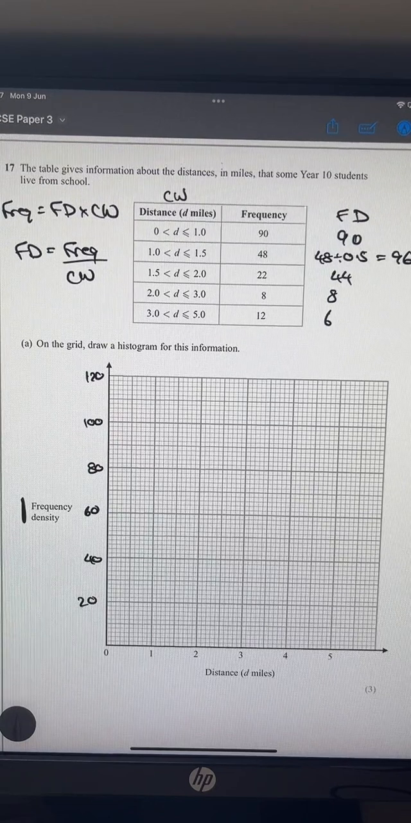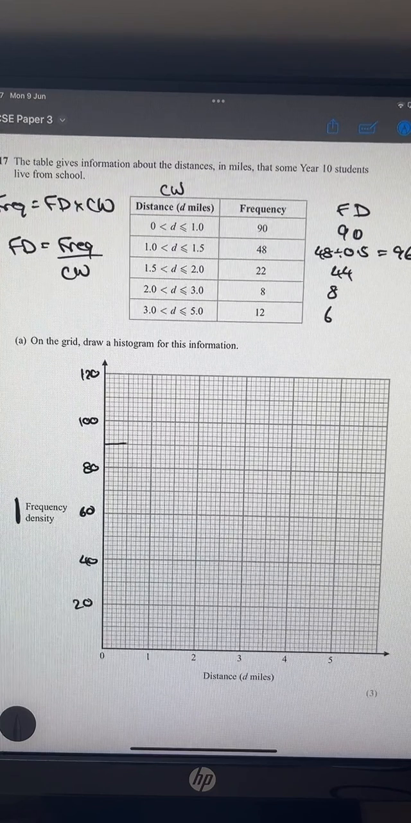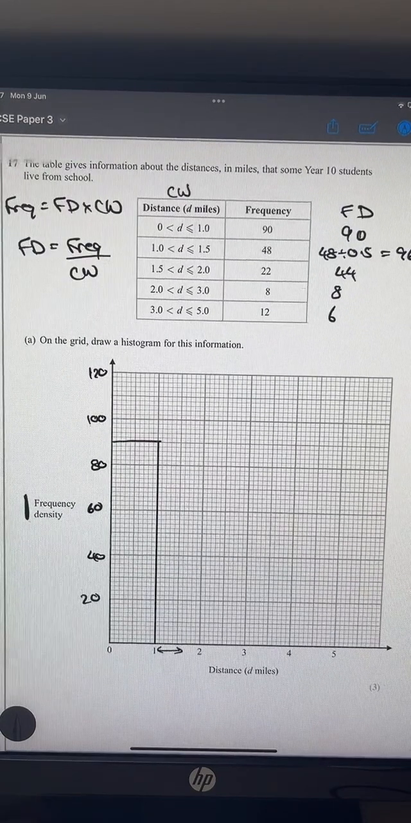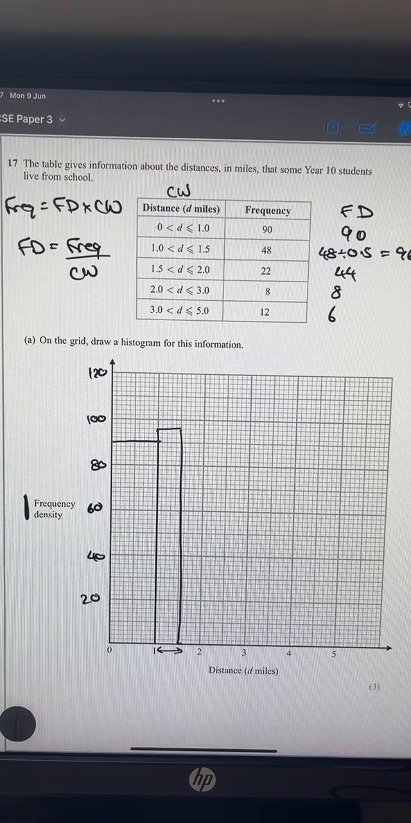So the distance from 0 to 1 has a frequency density of 90. So I go up to 90 and make sure I go all the way across the bar correctly. There, and I'm going to join down to 1. Because remember, that's the class width of the first class. The next one goes from 1 to 1.5. So it's just going to go this little box here, yeah? That has a frequency density of 96. So if that's 90, they will go up in twos, right? So 2, 4, 6, that's going to be where it goes. Draw my little line and draw back down. Obviously, it goes without saying, do it with a ruler in your final.